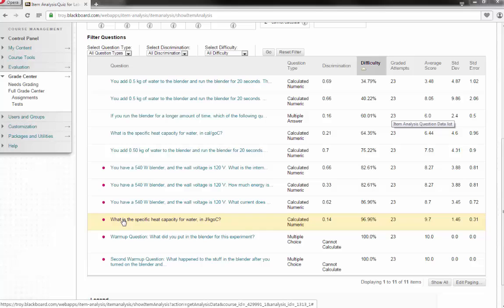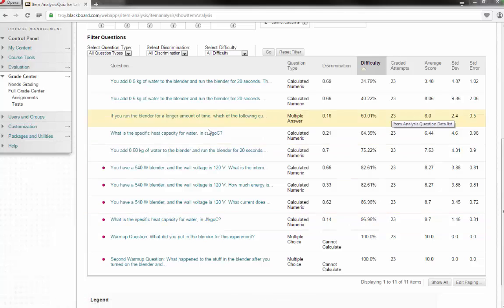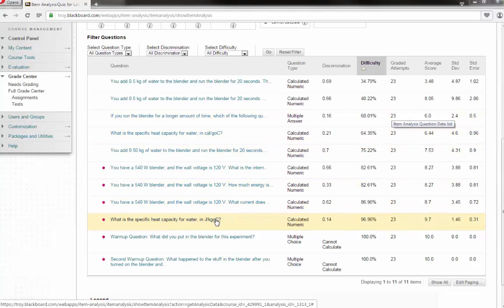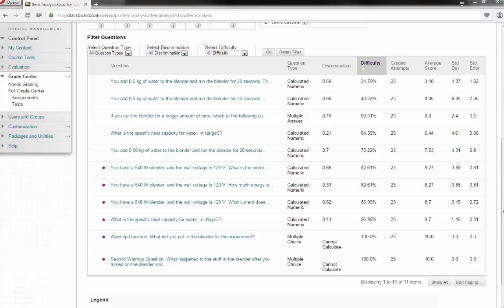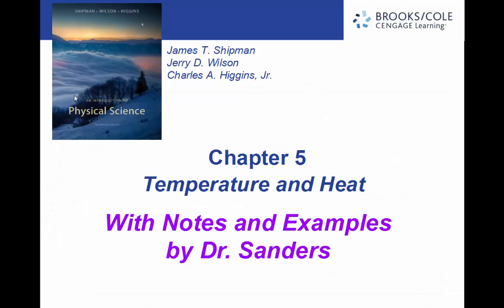Interestingly enough, I also asked on here what's the specific heat capacity of water in joules per kilogram degree C and what is it in calories. Just about everybody got it in joules per kilogram degree C. In fact, it looks like only one person missed that question, which I guess is good news because the answer was right there in the handout. And as I mentioned earlier, about a third of the people missed this same question in terms of calories per gram degree C. Again, to get the answer to that question, you might go look up what your textbook says.